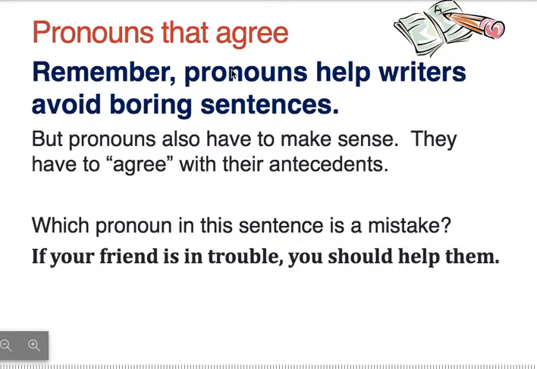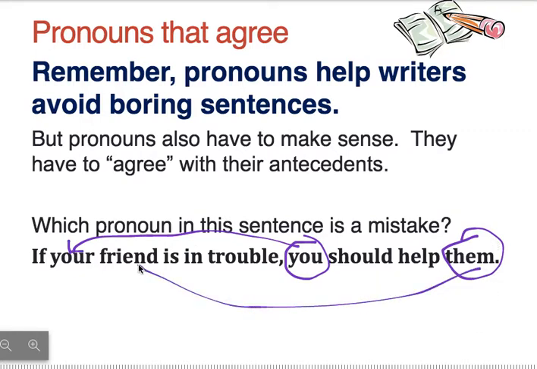So remember, pronouns help us avoid boring sentences, but again they have to make sense. They have to agree. So looking at this sentence, which pronoun is a mistake? If your friend is in trouble, you should help them. So you is a pronoun. Them is a pronoun. The antecedent for you would be your. The antecedent for them, who is them? Well, them is your friend. We're talking about your friend. Do you see the mistake?